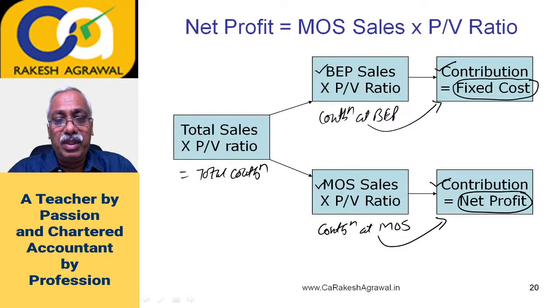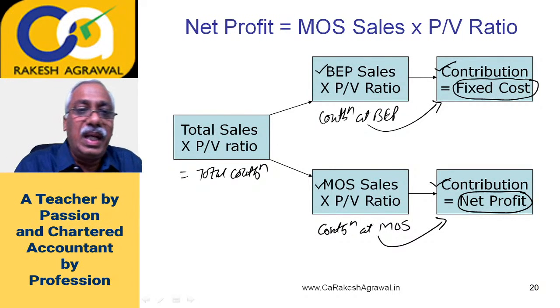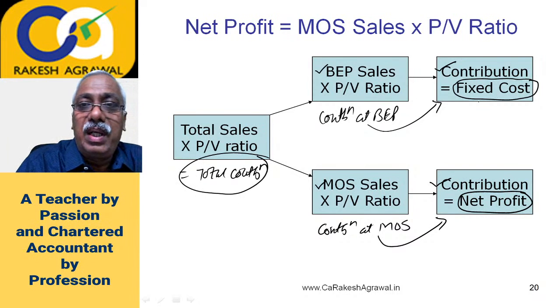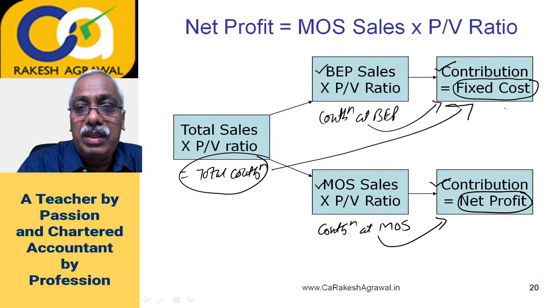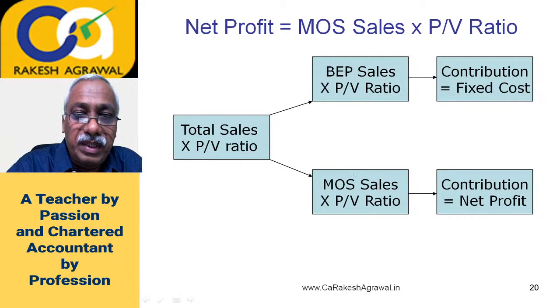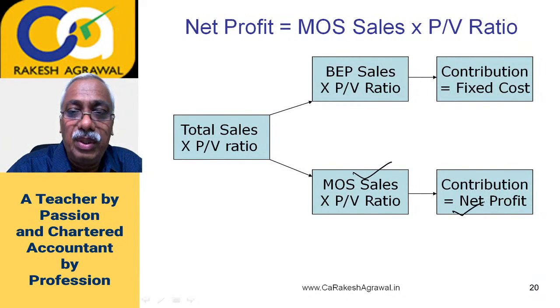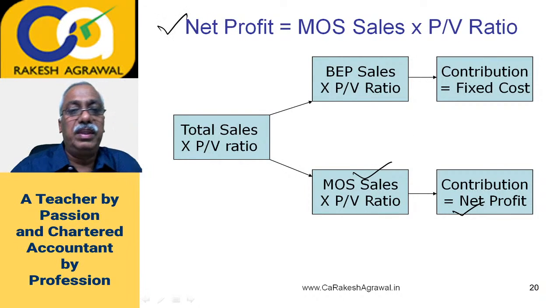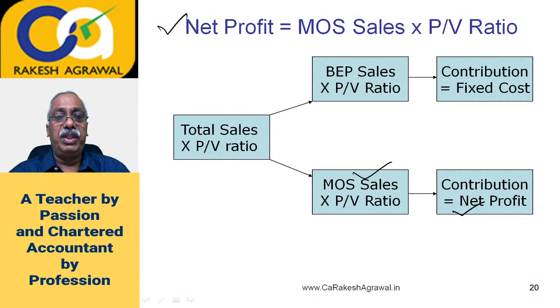Out of total contribution earned by me, the contribution earned by BP sales will be used to recover the fixed cost, and after recovering the fixed cost, whatever contribution is left, or whatever contribution is earned by margin of safety sales, is equal to net profit. Or you can see it like this also: total contribution minus fixed cost is equal to net profit. So the point of explanation was, margin of safety sales into PV ratio results into net profit. That is what is written above in the formula.